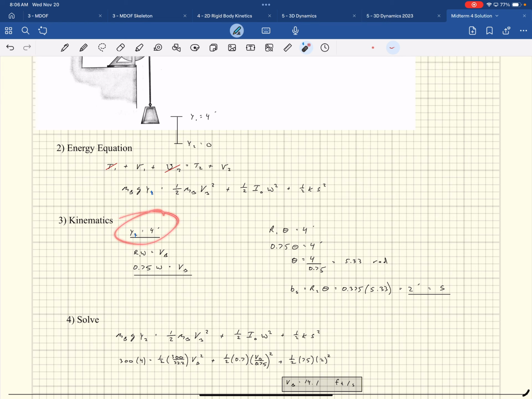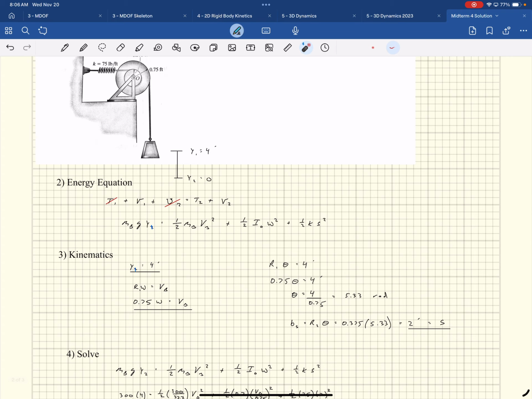So y2 is 4 feet, so it drops 4 feet. R times omega, that's the relationship between how this point right here and also how this block moves and how this thing rotates. The relationship between omega and v_B is just R times omega, right? That's the only thing you could do, and that's fine. Like I said, just taking a step from here over to here and using our kinematic relationships. But what you would determine is that relationship between velocity and omega is just R times omega, okay? And then how far does the spring move?